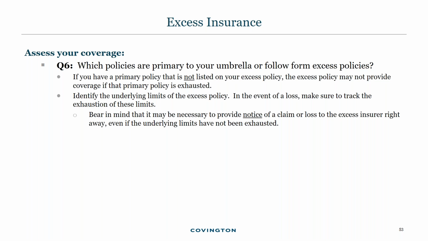In the event of a loss, you want to make sure to track the exhaustion of those limits. And bear in mind that it may be necessary to provide notice of a claim or loss to the excess insurer right away, at the same time you're providing notice to the primary insurer, even if the underlying limits have not been exhausted, and even if you think the underlying limits may never be exhausted. It's always good to provide notice early so that it can't be raised as a defense later on down the road if your insurer were to argue that notice was untimely.